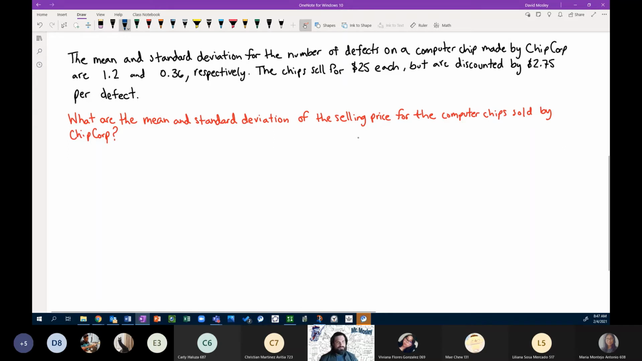So this again is supposed to mimic the same type of process you should have used for part C. In this question, the mean and standard deviation of the number of defects on a computer chip made by Chipcore are 1.2 and 0.36 respectively. So 1.2 is the mean, and 0.36 is the standard deviation. The chips sell for $25 each, but are discounted, subtraction, by $275 per defect.